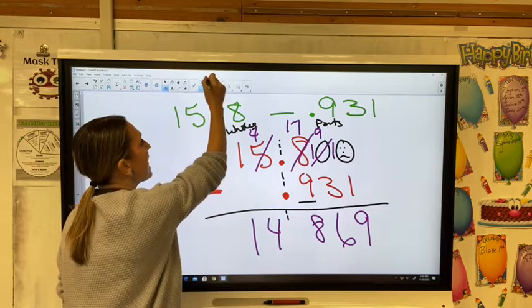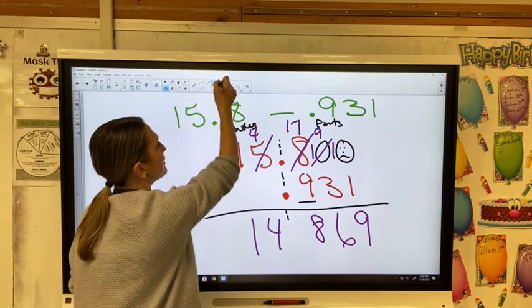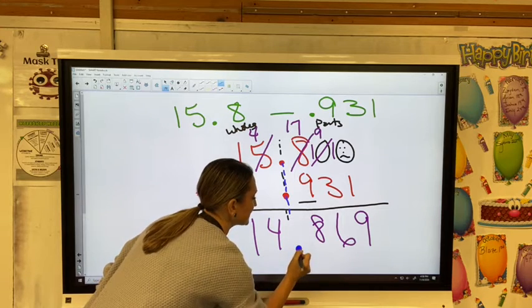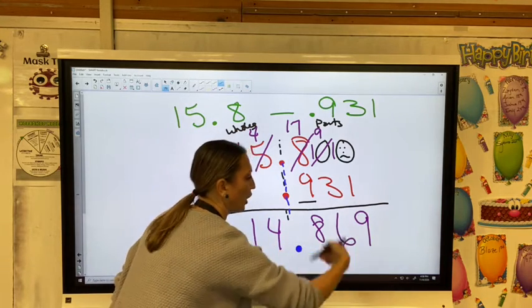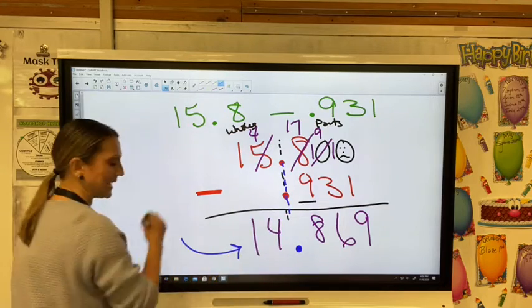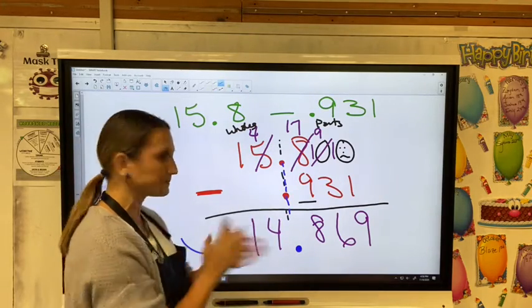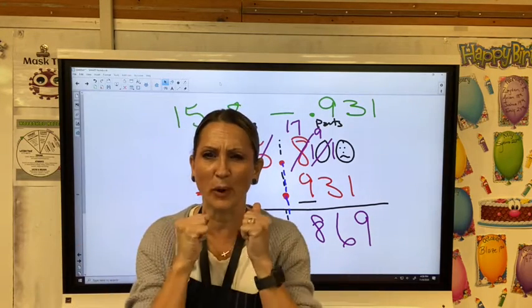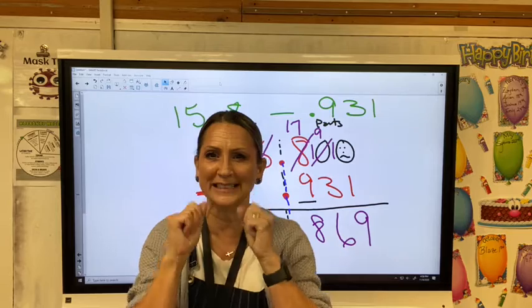But I'm never going to forget that I still have to bring down this decimal because these are my parts and these are my wholes, and this is the answer to my difference problem. And with that being said, that's it. I'm going to finish this bad boy under 20 minutes again. I hope I got to talk in 60 seconds.